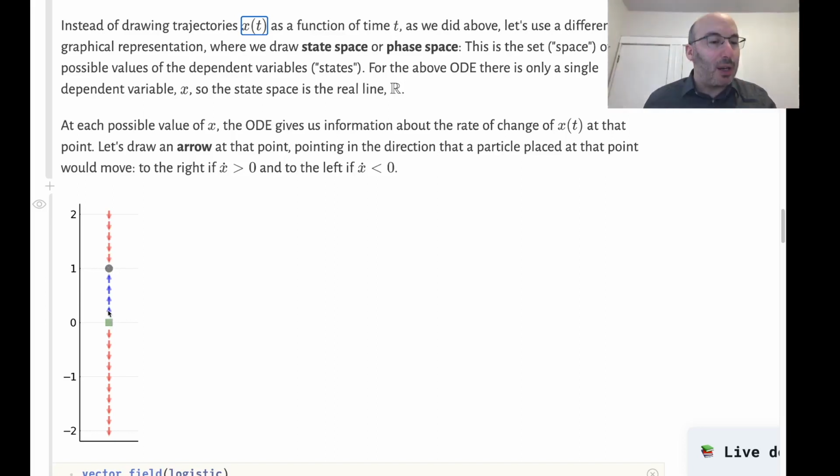Similarly, if you start close to 0 and positive, you move upwards. If you start close to 0 and negative, you move downwards. And so 0 is an unstable fixed point since everybody moves away from 0. So that's the idea. We're going to use these qualitative pictures to understand the dynamics.